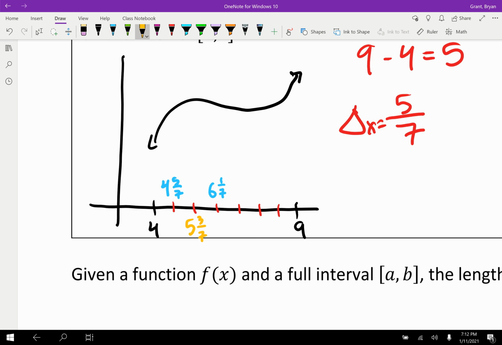Ooh, we haven't had fractions like this in a long time, have we? And then we add 5/7. Ooh, this keeps us under it. So this is going to keep us at 6 and something, 6 and 6/7. And then we add 5/7 again. What are you doing to us, Mr. Grant? We're adding fractions. Yes, we're adding fractions.